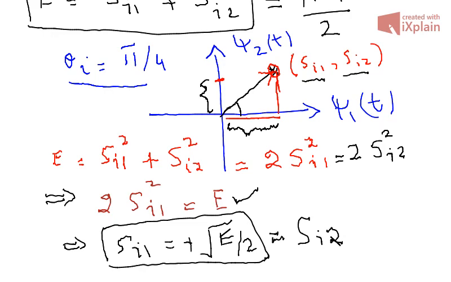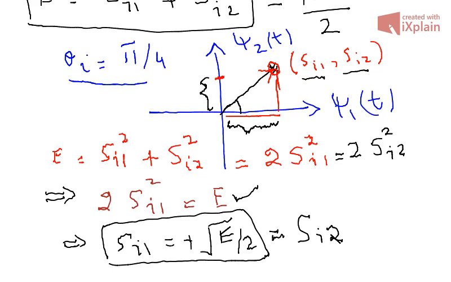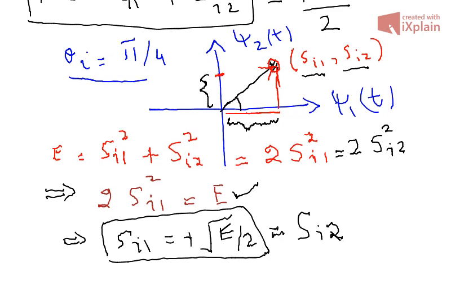Now what is signal constellation? The signal constellation is just a representation of these signal points in Euclidean space. This is our signal constellation.